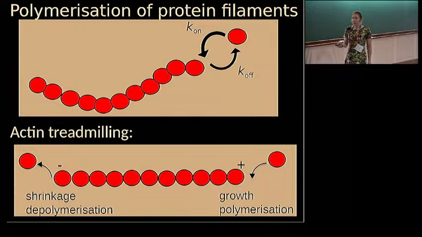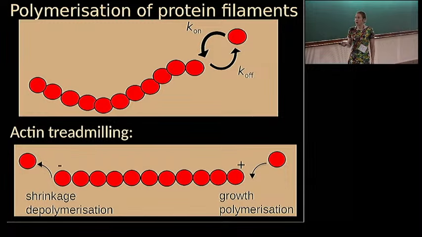So if you balance the rates exactly, then you can get what is called actin treadmilling, where the length of the filament stays the same because the rate at which subunits are added at one end equals the rate at which they fall off the other end.